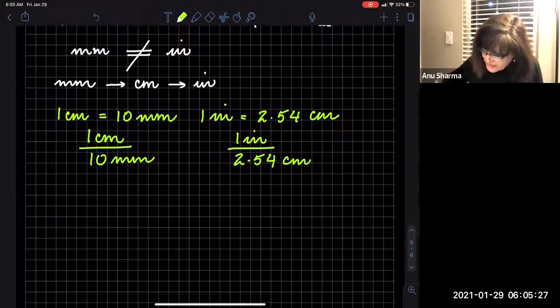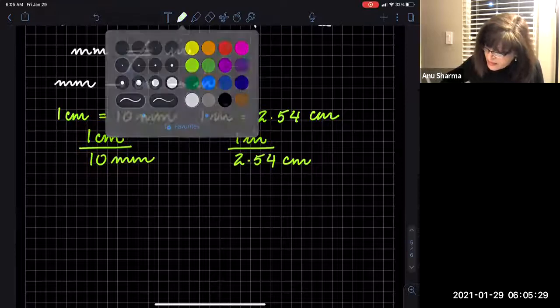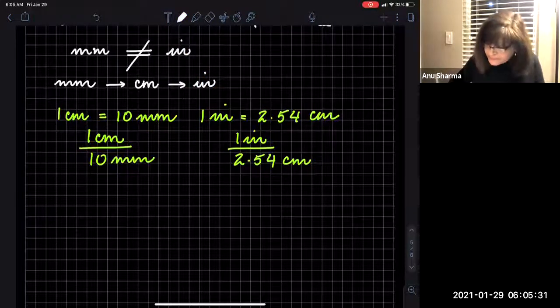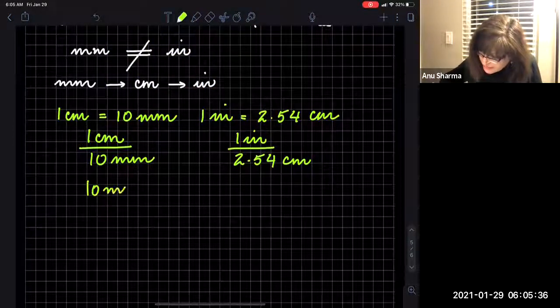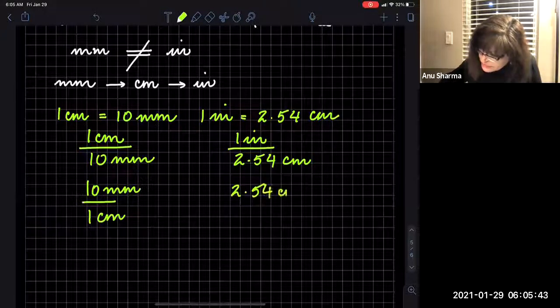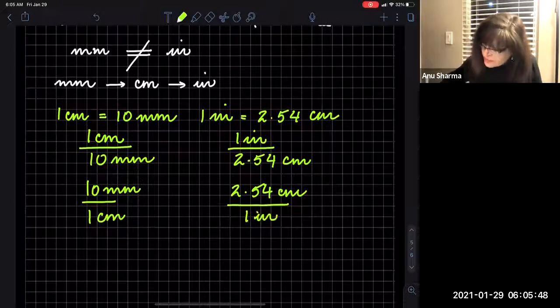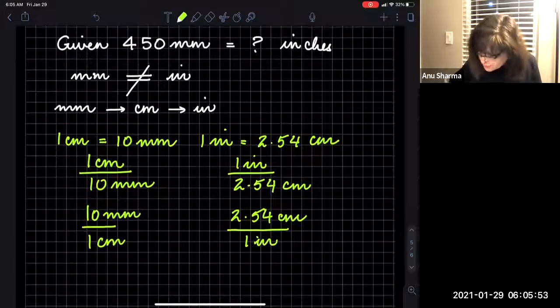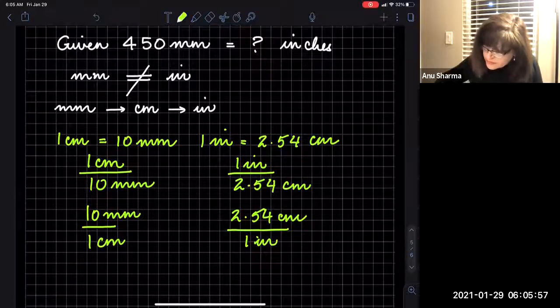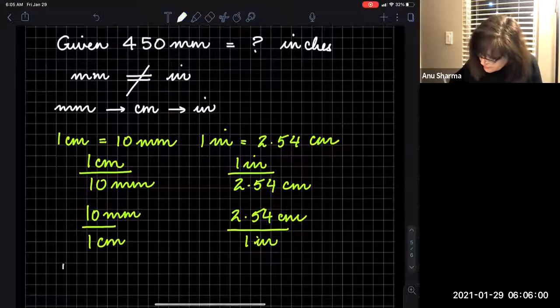Sorry, we have to write the other ones also. So 10 millimeters over 1 centimeter, and here you have 2.54 centimeters over 1 inch. Okay, so now you write down your given, which is 450 millimeters. Let me change the pen.